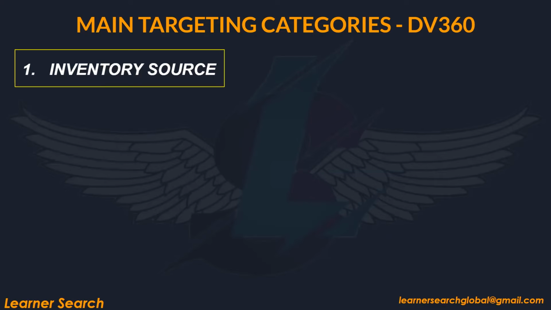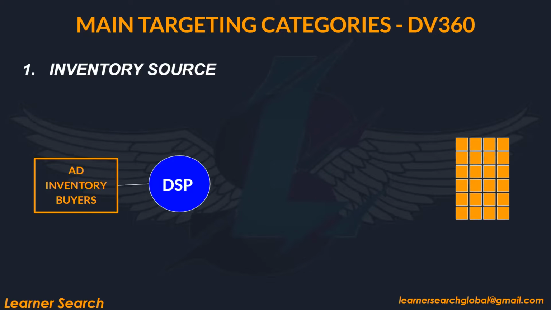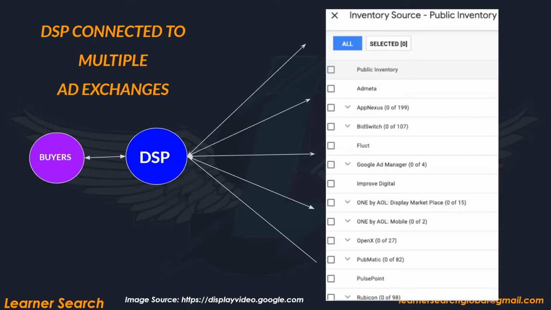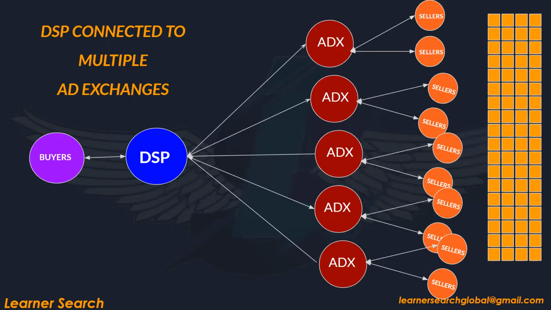Inventory source targeting. Ad inventory buyers purchase inventory from the publishers or the sellers. To do that, they connect to the demand side platform, and the demand side platform connects to the ad exchanges. So a DSP does not connect with just a single ad exchange, it connects to multiple ad exchanges like AppNexus, Google Ad Manager, OpenX, Programmatic, PulsePoint, Rubicon, etc. These ad exchanges connect to sellers on the other end and get the inventory. So ad exchanges are the inventory source.